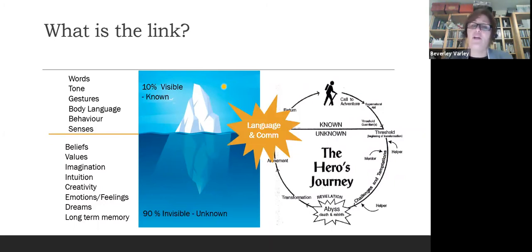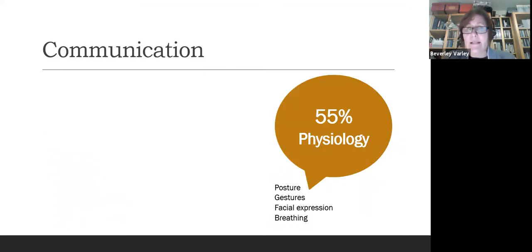In both formats, we use language and communication. Okay, so language and communication is the bit that links it all together for us, our consciousness and our unconsciousness, that which is seen and that which is unseen, or known or unknown. Very powerful. So what I want to look at next is how we communicate. What happens when we communicate? And what the theories are on communication.